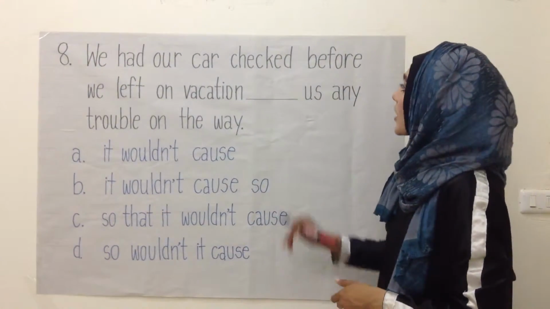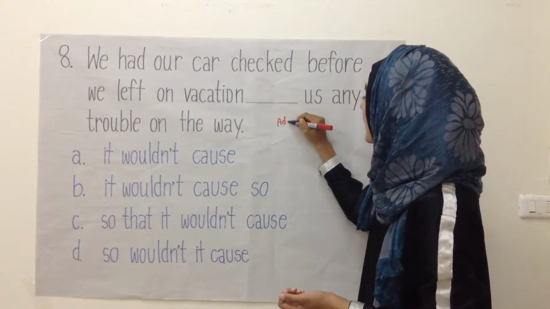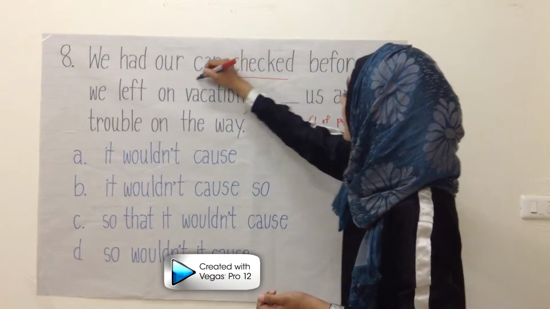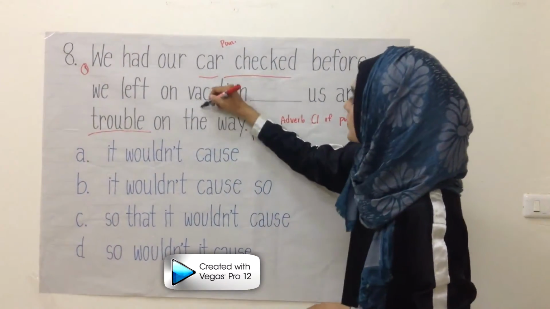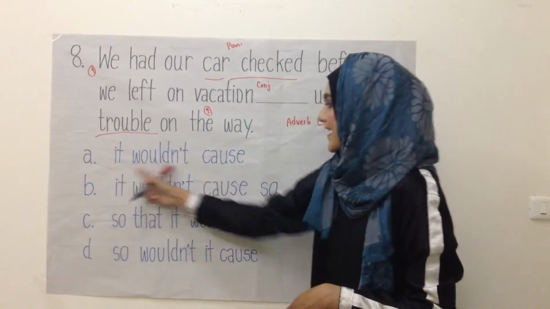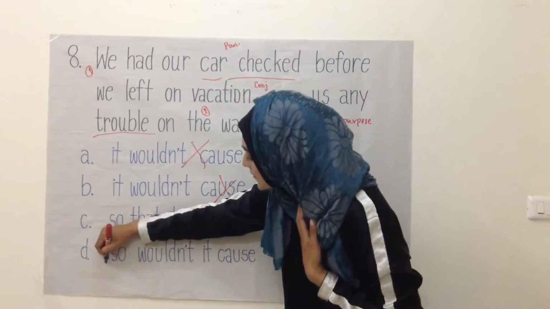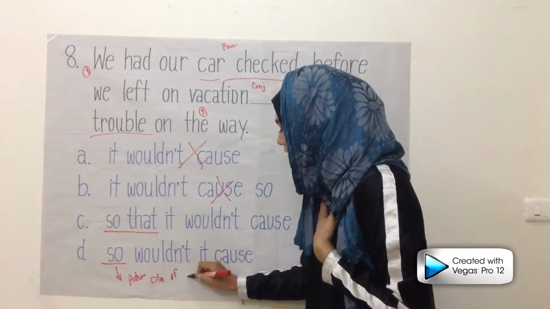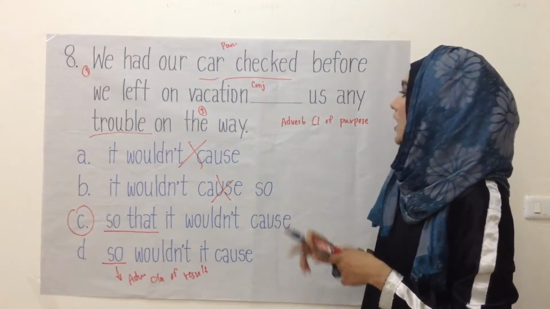For number 8, we had our car checked before we left on vacation, blank, any trouble on the way. So we know that this is an adverb clause of purpose. The purpose of checking the car is that we don't get trouble. Here we have one clause and two clauses, and what can connect these two clauses is a conjunction. So we need to find the conjunction. A, there is no conjunction. B, there is no conjunction. And C, we have so that as a conjunction and so as a conjunction. We know that so is used for adverb clause of result. Here it is not the result, it's the purpose, so for C we can use so that it wouldn't cause us any trouble on the way.